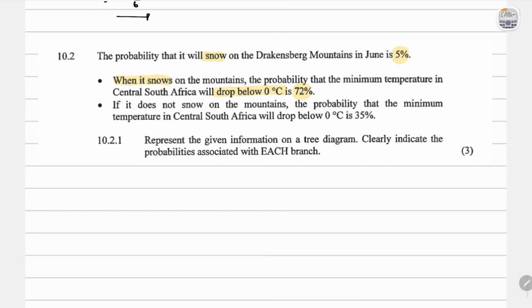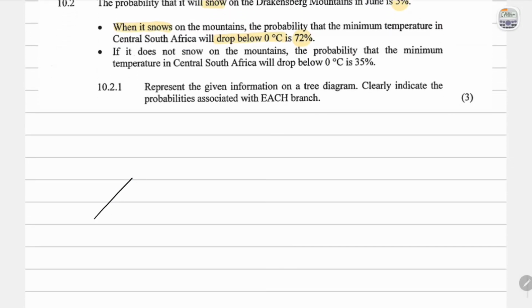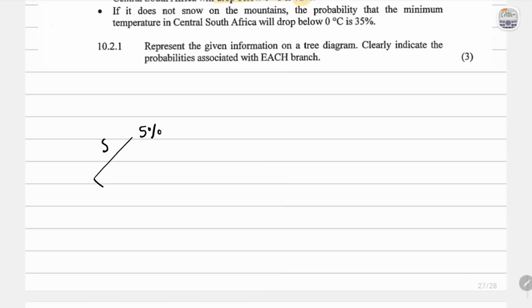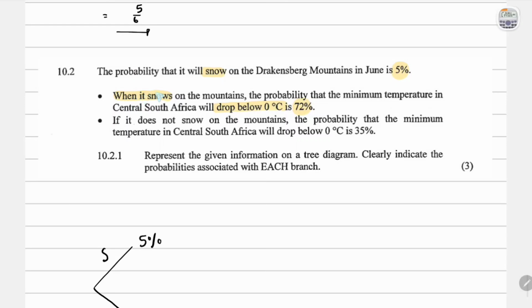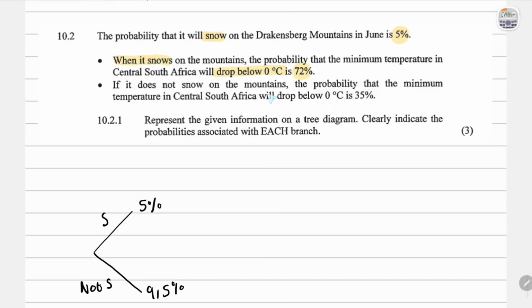Because it's a situation where they're showing you that the probability that it will snow is 5%. So you know that the probability that it will not snow will be the difference, which is 95%. And then they're saying if it snows, okay, so just say 95% and then say not snow. And then they're saying when it snows on the mountains, the probability that the minimum temperature is going to drop below 0 degrees is 72%.